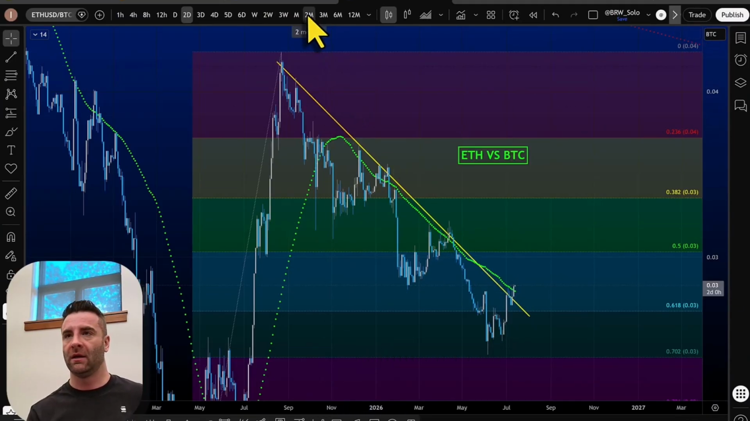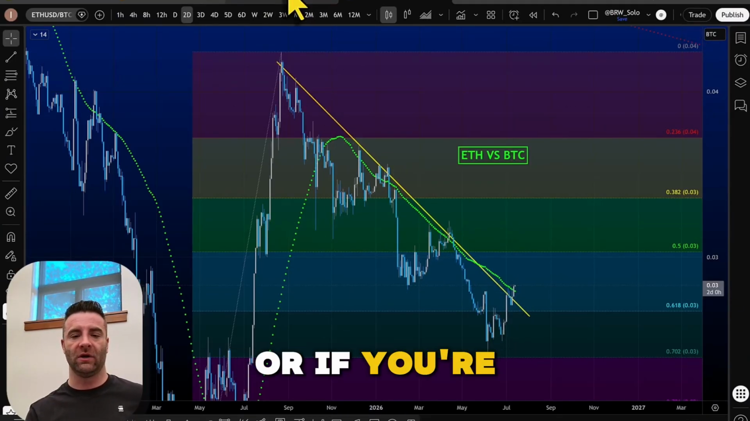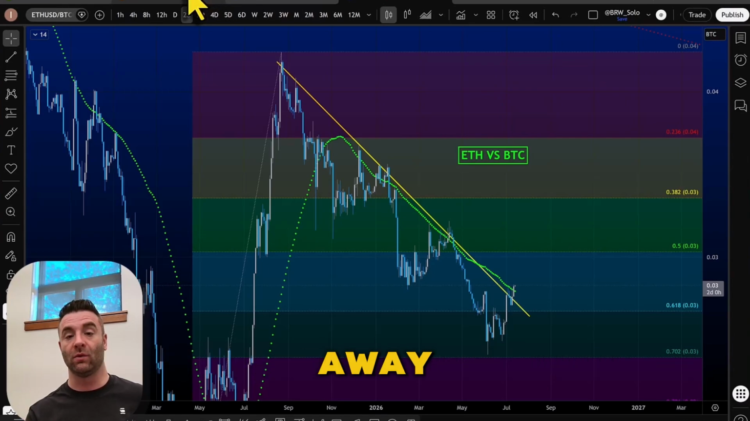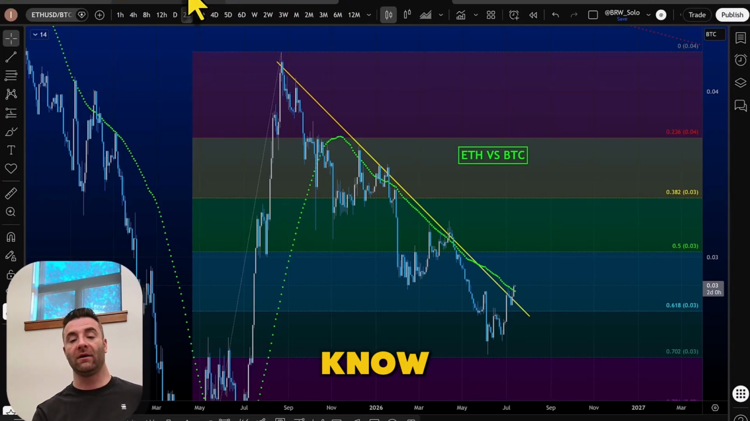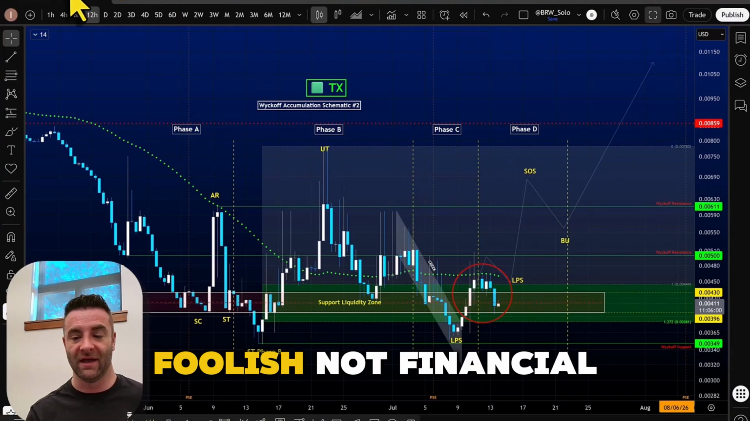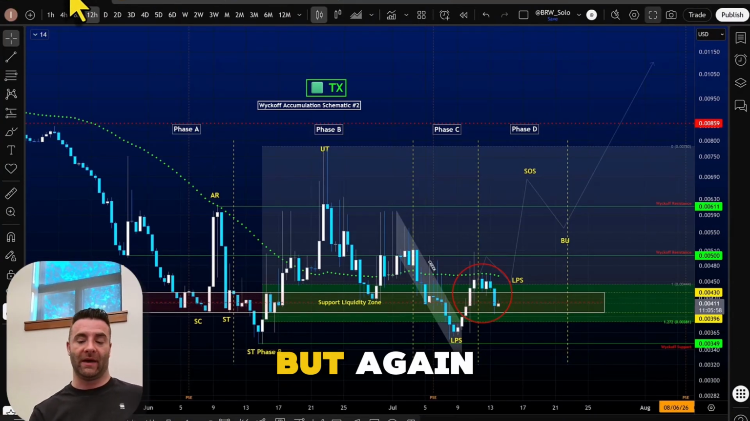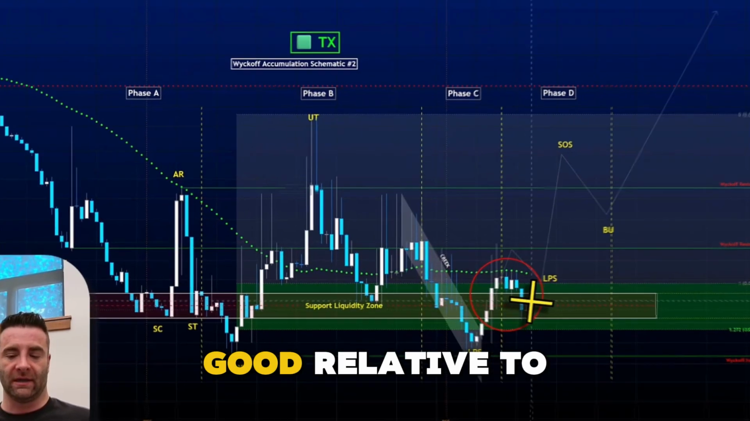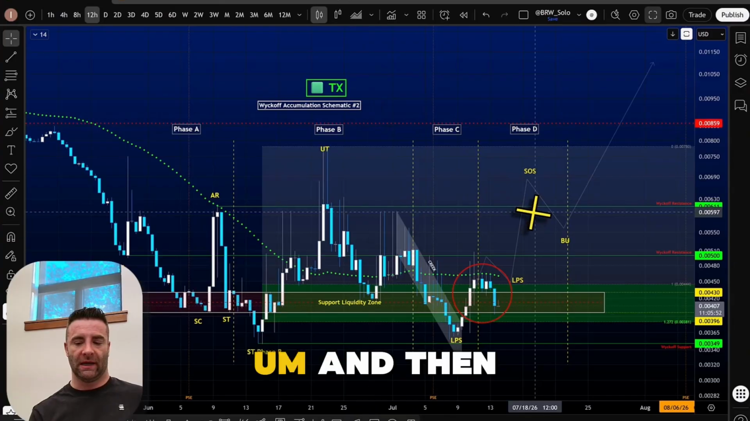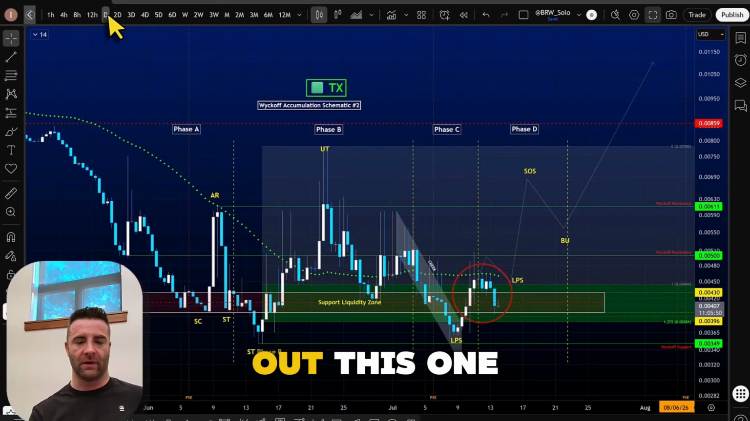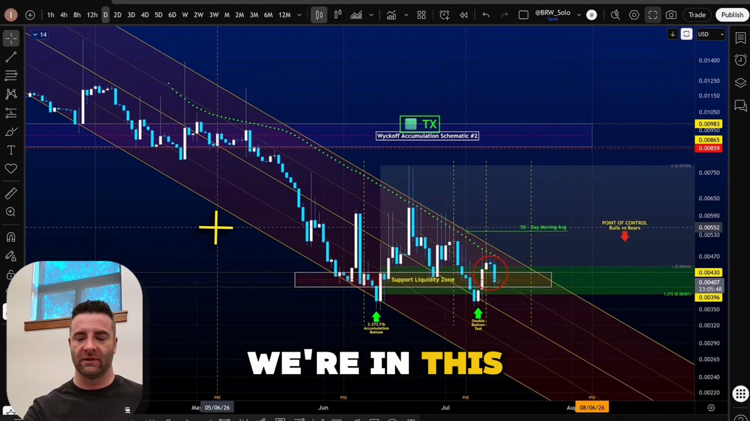So put that into perspective. If you're a 4-year cycle guy, or if you're positioning yourselves away, let's say away from crypto, like the small altcoins, I don't know. I think it's foolish. Not financial advice. But again, the setup looks good relative to the whole market. So let's just see how it plays out. And then obviously I'm going to point out this one last thing here. Yes, we're in this downtrend.